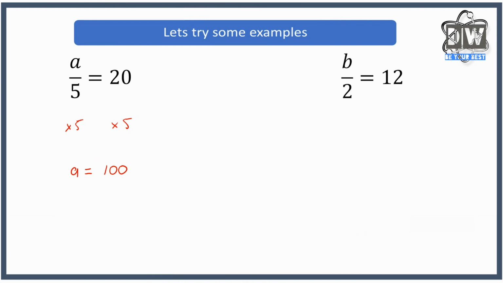Okay, over here on the next one, we've got divided by 2. So I'm going to go times by 2, both sides. We're going to end up with b equals 24. And let's have a think about it. 100 divided by 5 equals 20, so we know we're correct. And 24 divided by 2 gives us 12, so we also know we're correct.